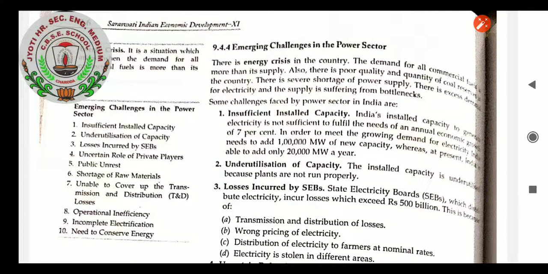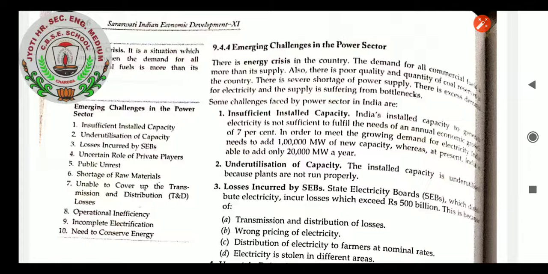When we see the emerging challenges, students, India's insufficient installed capacity, definitely. Now, as I said, solar power has been set up in areas where grounds were lying idle. At that time it was not utilized. Now it has been set up, so power generation has started now, unlike earlier. So insufficient installed capacity was there in India.